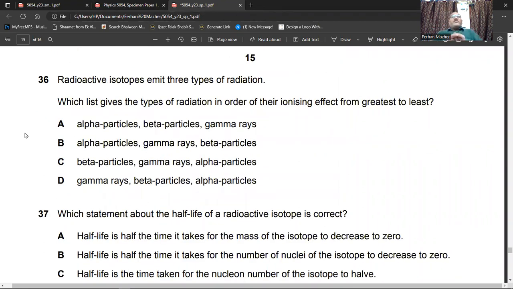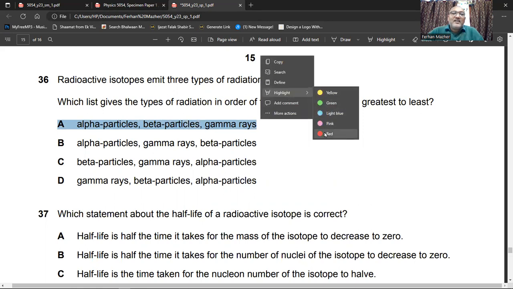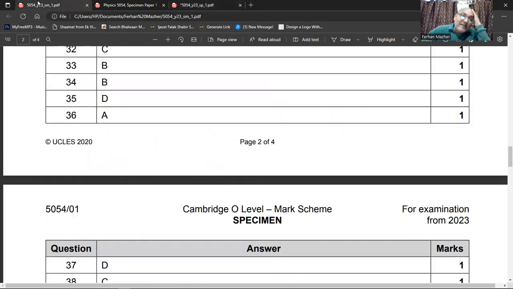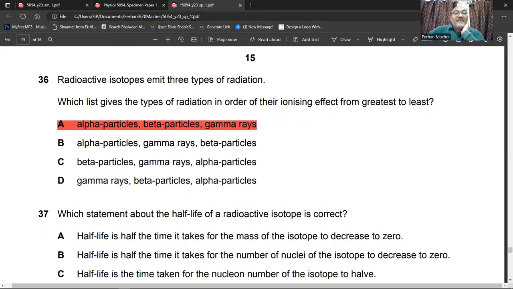Radioactive isotopes emit three types of radiation. Which list gives the types of radiation in order of their ionizing effect from the greatest to the least? So the radiations which come out are of three types: alpha, beta, and gamma. The alpha particle is the most ionizing, then the beta, and then the gamma. Gamma is the least ionizing. So I think this is the right list. Alpha is the highest ionizing, and the least ionizing is gamma, A. 36, A is the right option, sir.